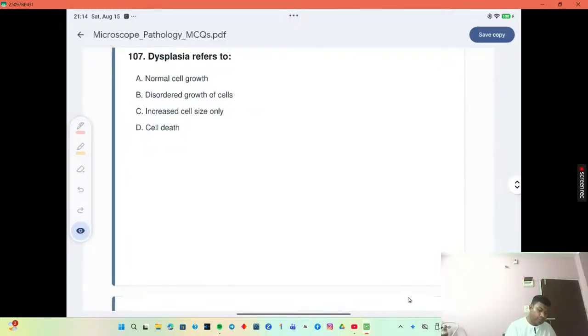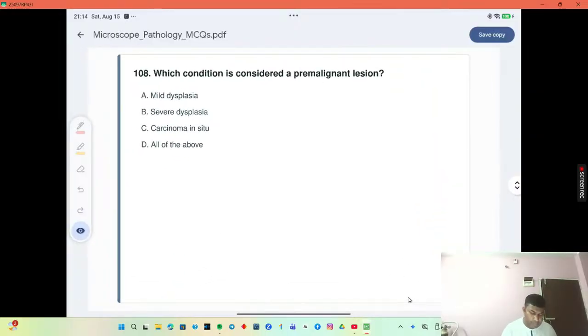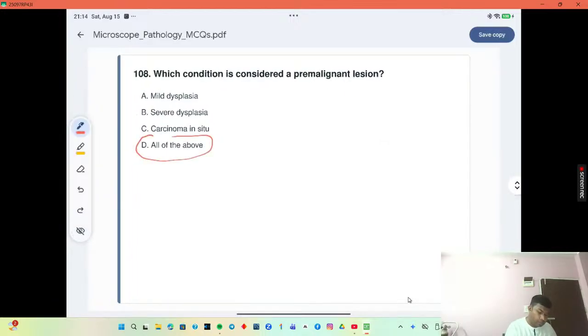So my last question for this session will be which condition is considered a pre-malignant lesion? The answer of this question will be all of the above, that is mild dysplasia, severe dysplasia, and carcinoma in situ. So the conditions which are considered pre-malignant lesions are mild dysplasia, severe dysplasia, and carcinoma in situ.